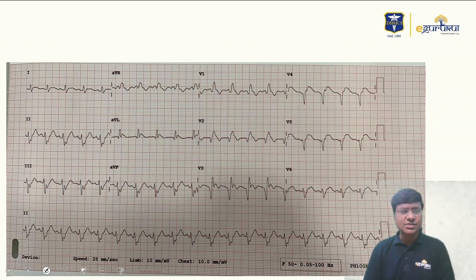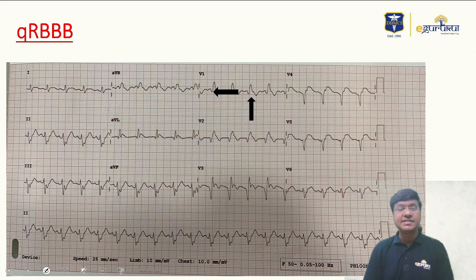Right? So can anyone guess what exactly is the abnormality you can make out in this ECG? Right. So this is a very, very alarming ECG for me, right? And this particular ECG, it is suggestive of QRBB. What will be the ECG changes in QRBB?